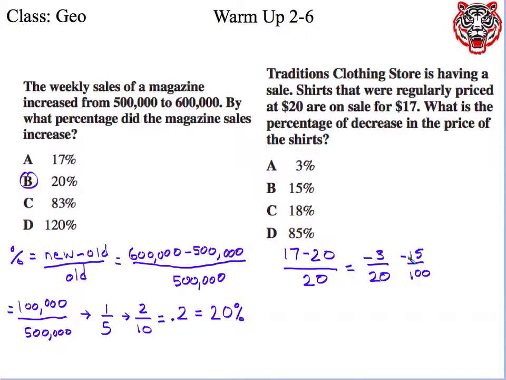This literally means -15 per 100, -15%. That's how to read it. A little shortcut there, I like that. So B and B, both correct answers. All right, I'm moving on to the actual lesson now.